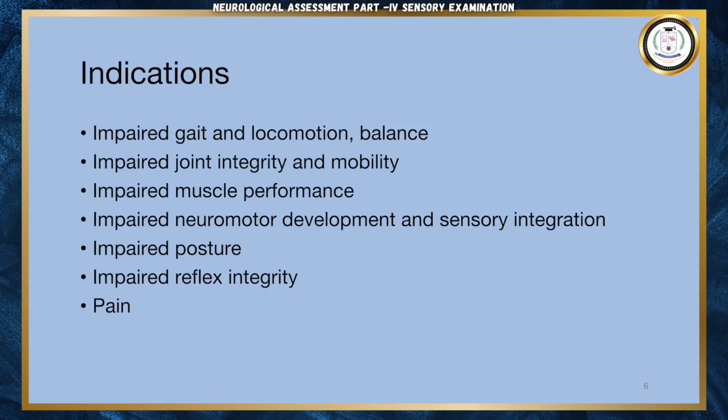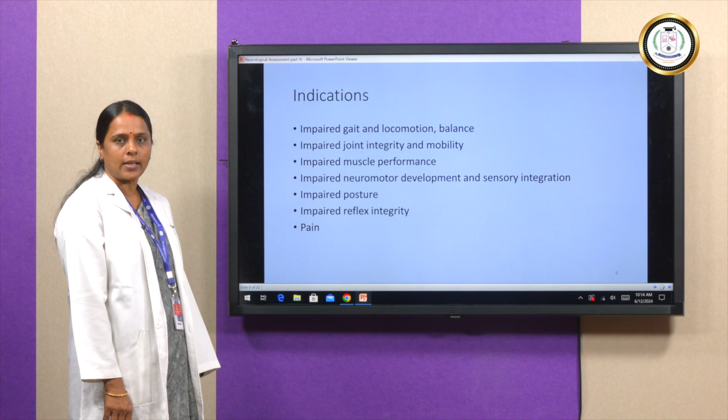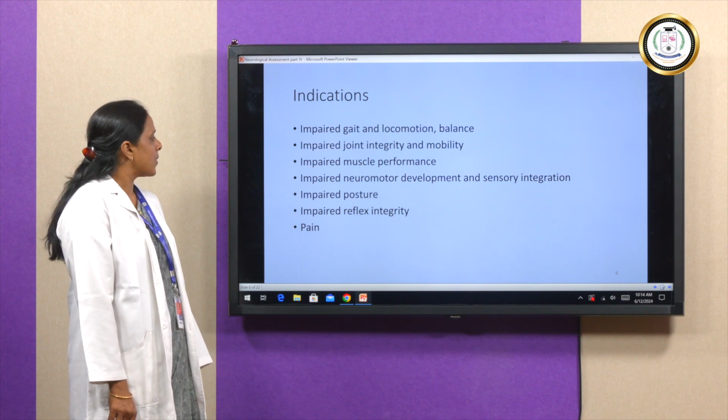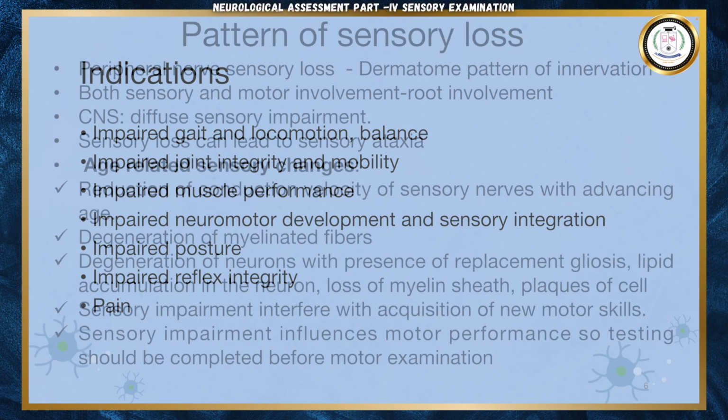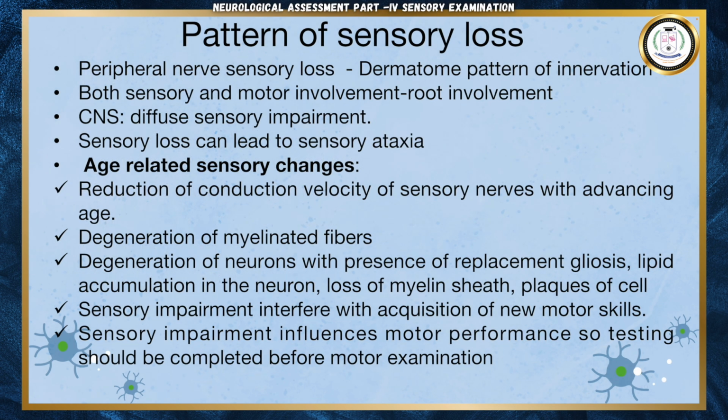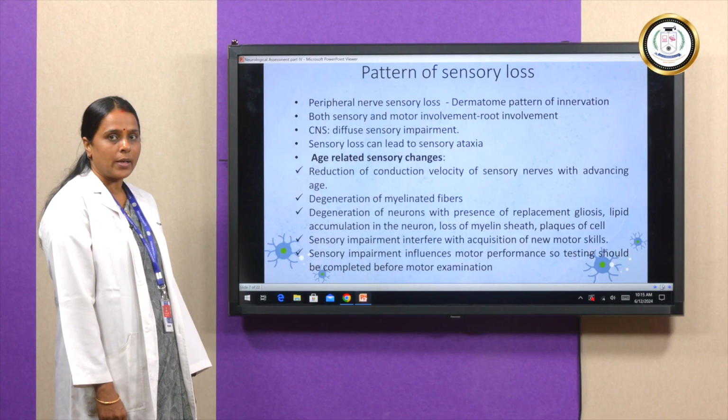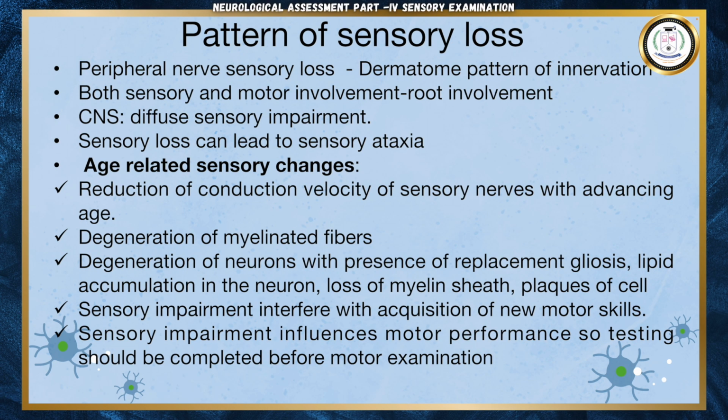Now what are the indications for which we require the sensory examination? It includes impaired gait and locomotion, impaired joint integrity and mobility, impaired muscle performance, impaired neuromotor development and sensory integration, impaired posture, impaired reflex integrity, and pain. Now the pattern of sensory loss can be in a dermatome pattern, with both sensory and motor involvement. If it is there, then nerve roots might be involved. If there is a problem in the CNS, then a diffuse sensory impairment pattern will be there.